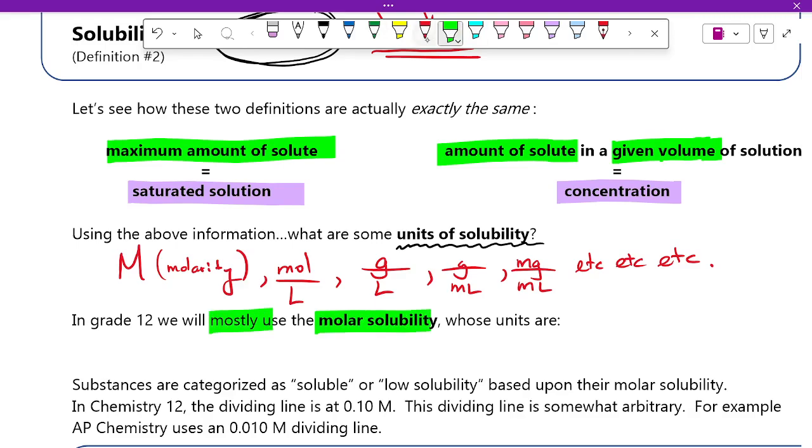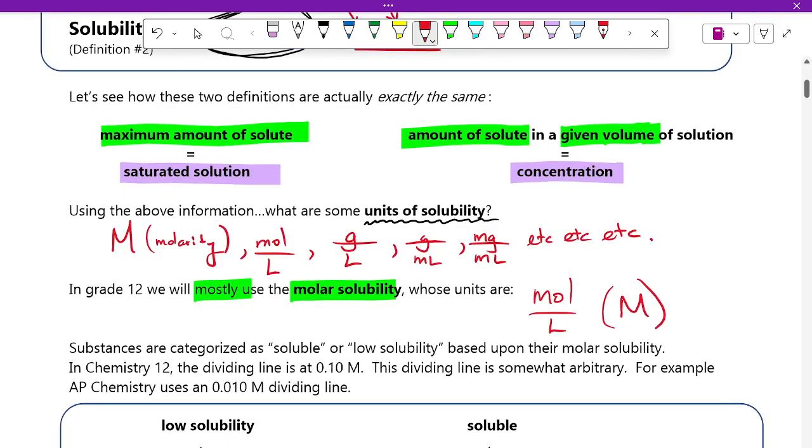And what is the unit of molar solubility? It's really obvious. Moles per liter. Occasionally, you'll be given values in grams per liter like you were with the homework, but you will usually change them into moles per liter.